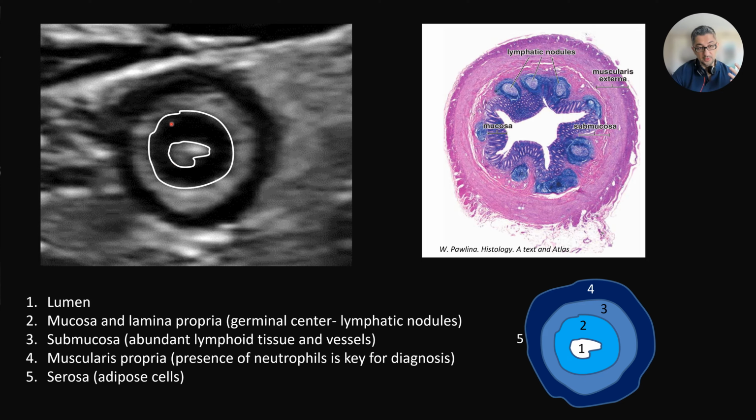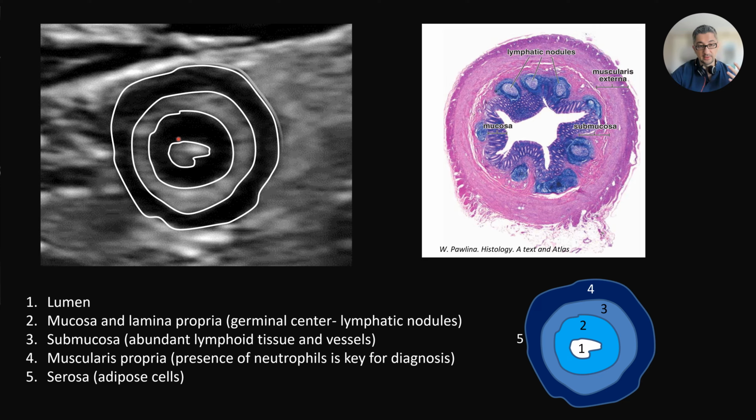Then comes the first hypoechoic layer, which is called lamina propria and some part of the mucosa as well. And then comes the echogenic layer, which is submucosa. Then the second hypoechoic layer, muscularis propria, because it's muscle. And then serosa is not well seen on the ultrasound.